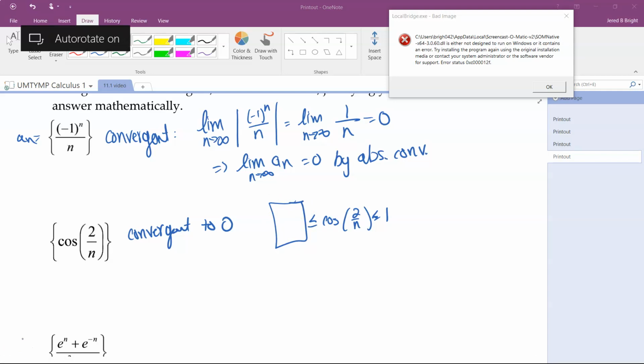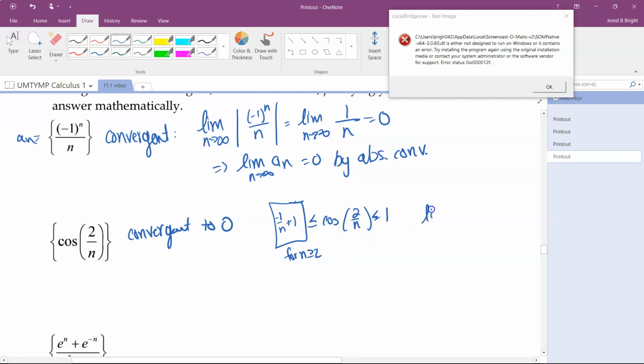It ends up that if you look at -1 over n plus 1, for n greater than or equal to 2, this is a true statement, and it is going to be under the cosine of 2 over n. And as we look at the limits, the limit of 1 is 1, and the limit of -1 over n plus 1, as n goes to infinity, is also going to be 1.